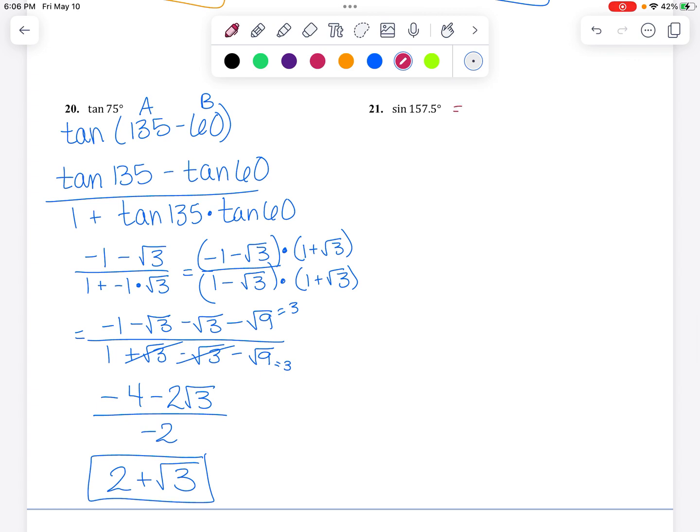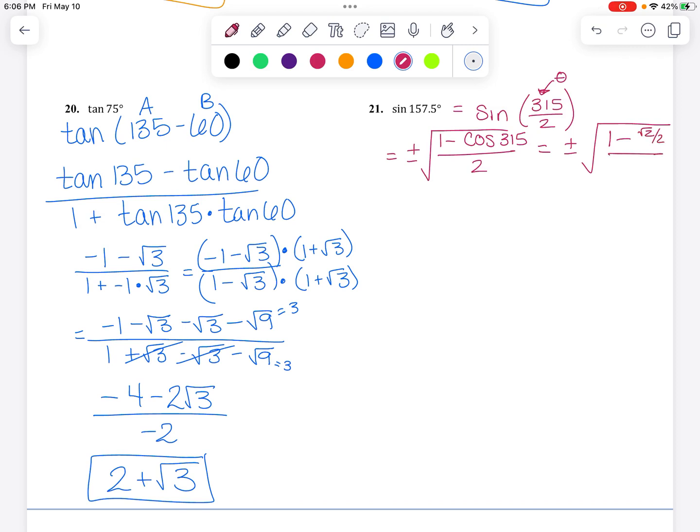Sine of 157.5 is telling me to use a half angle identity. 157.5 is 315 getting divided by 2. Using my identity sheet, which I'm not going to keep flipping back and forth from, says it's the square root of 1 minus cosine of theta. And in this case, I know what theta is. It's 315 all over 2. Positive or negative square root of 1 minus cosine of 315, which is a positive square root of 2 over 2.